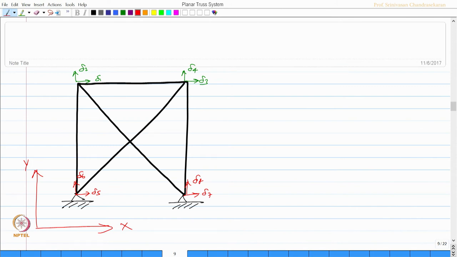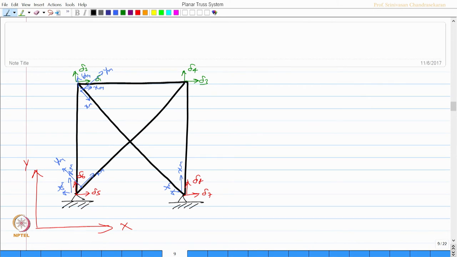Now, I want to mark the local X and Y of every member. Okay, let us do that in blue color. So, this member will have XM and YM here. This member will have XM and YM here. The fourth member will have XM and YM here, and the fifth member will have XM and YM here. So, let us make a small table. The table is very interesting and easy.